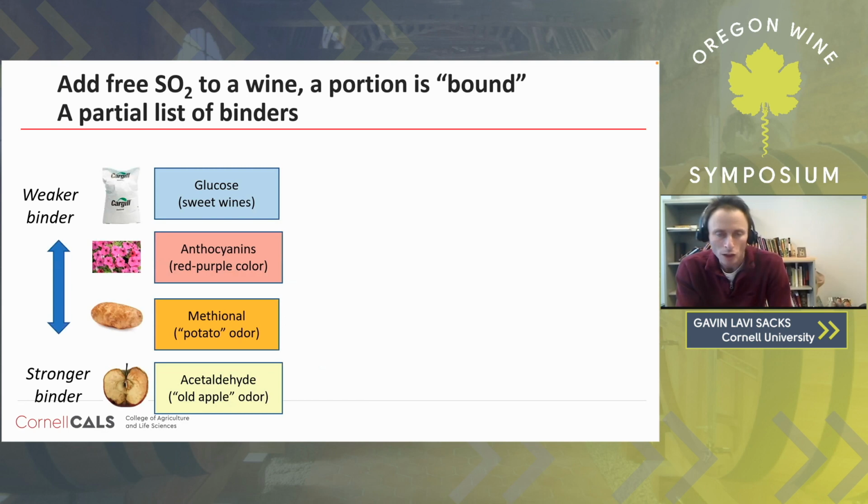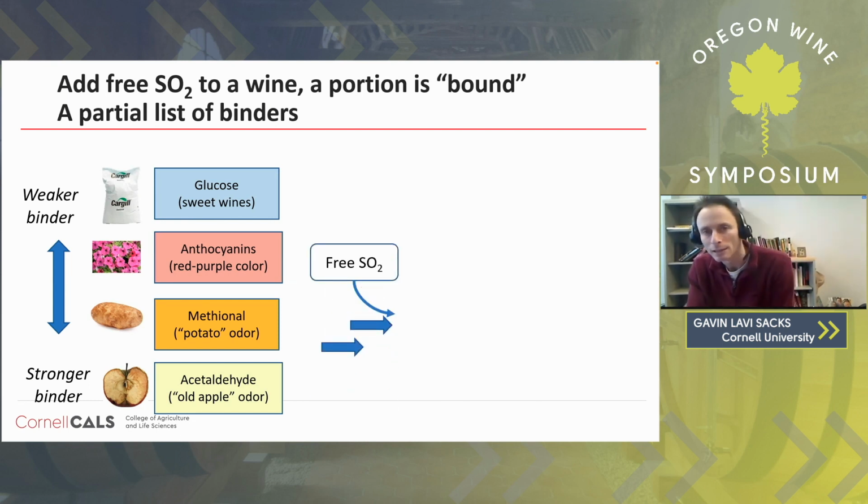Okay, there's a long list of SO2 binders that have been identified. Here is a partial list of some important ones. The strongest SO2 binder found in wine is acetaldehyde, which is the oxidation product of ethanol. Again, it has this bruised apple, sherry, walnut type aroma. If acetaldehyde is present and you start adding SO2, you will not have any measurable free SO2 until you have nearly completely bound up that acetaldehyde.